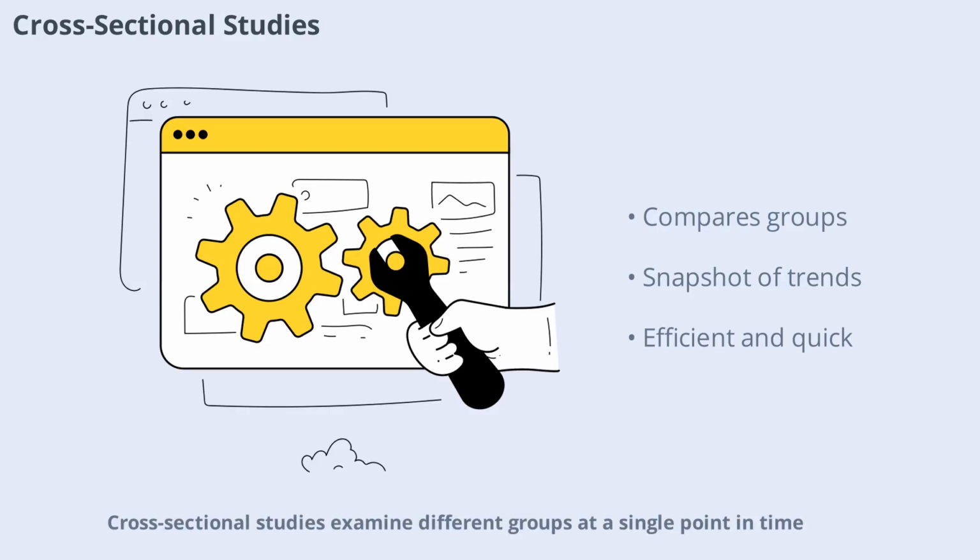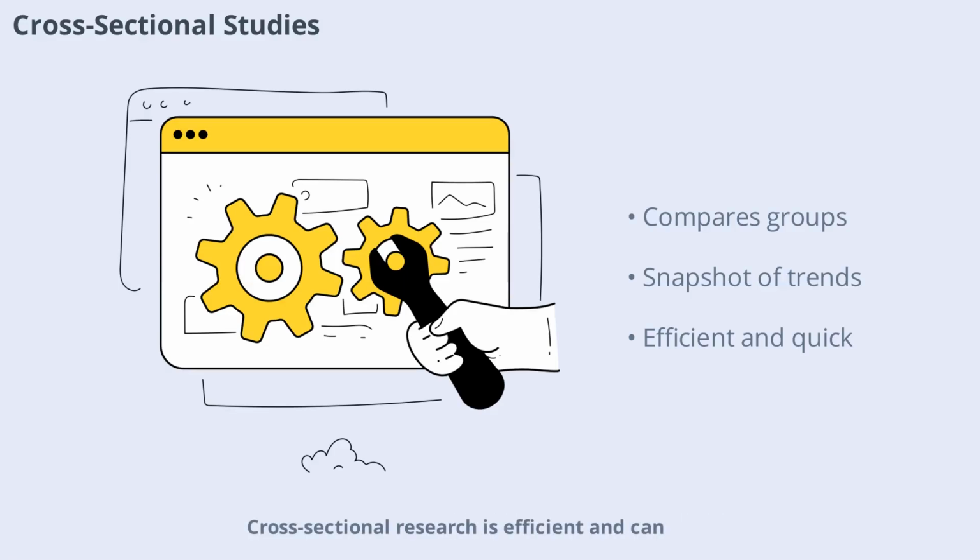Cross-sectional studies examine different groups at a single point in time. In educational psychology, this might involve comparing students of various ages, grades, or backgrounds to identify differences and similarities. Cross-sectional research is efficient and can provide a snapshot of trends or patterns. However, it cannot capture changes over time or establish causality. This method is often used for initial explorations before more in-depth studies are conducted.